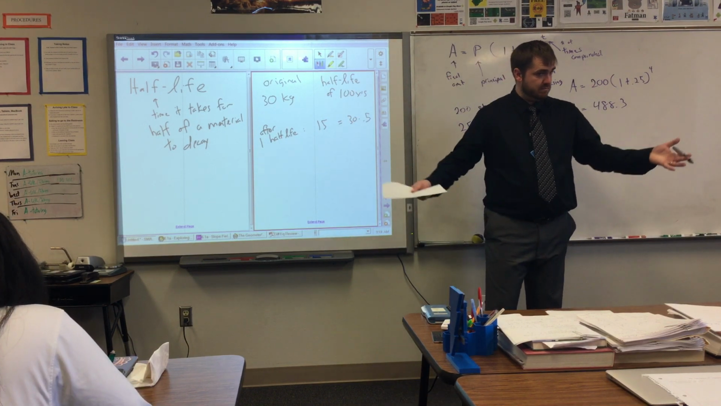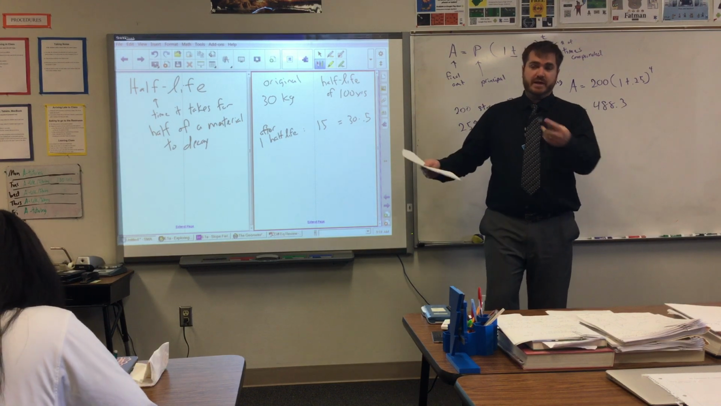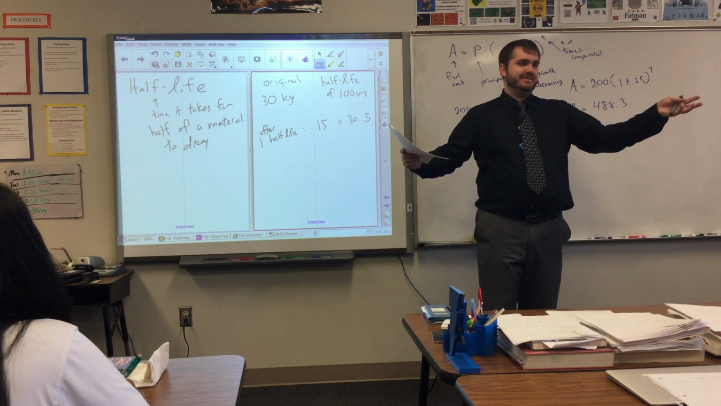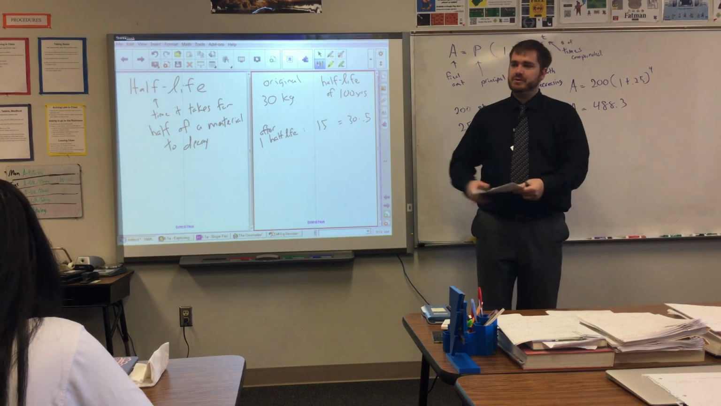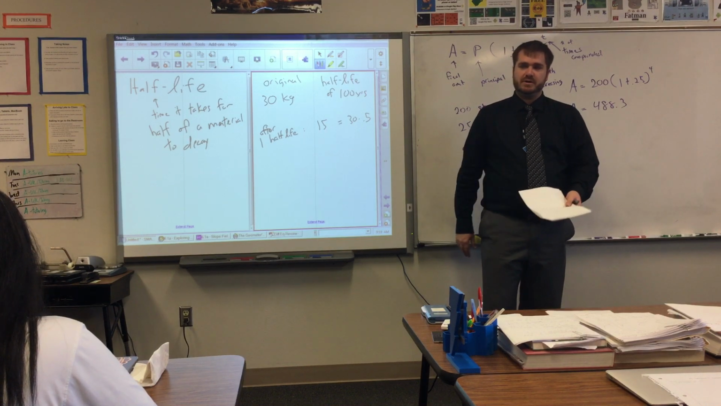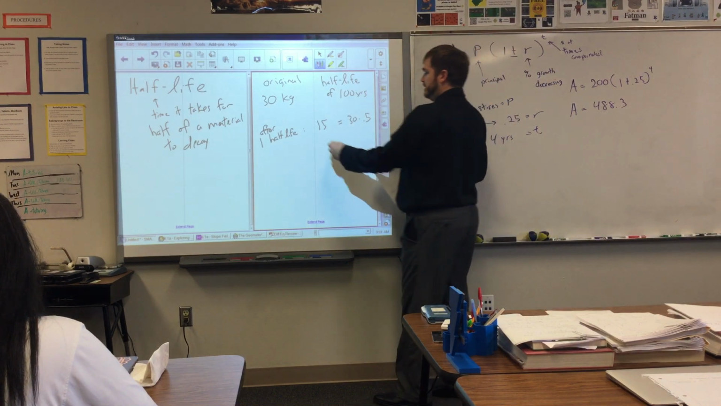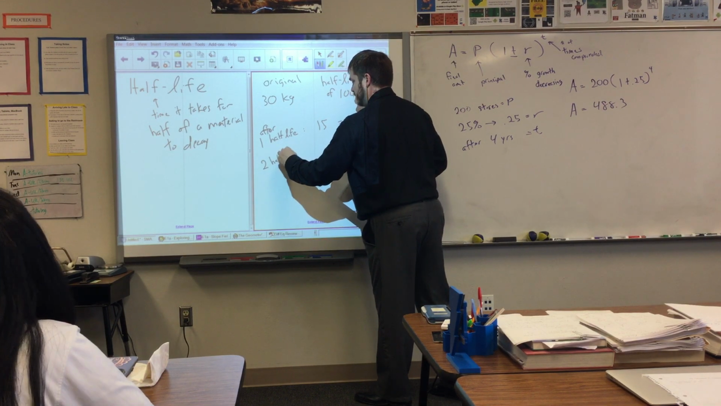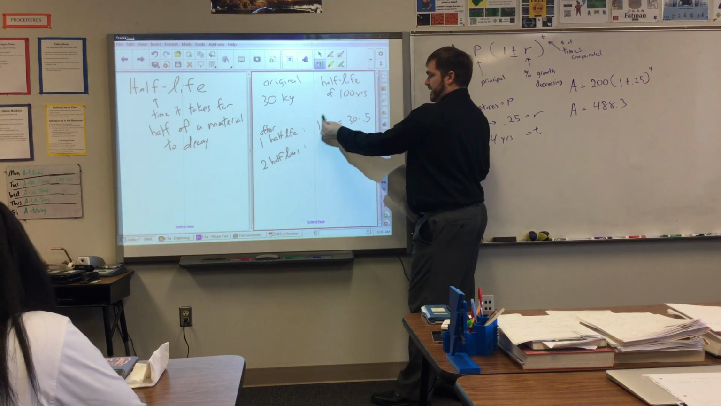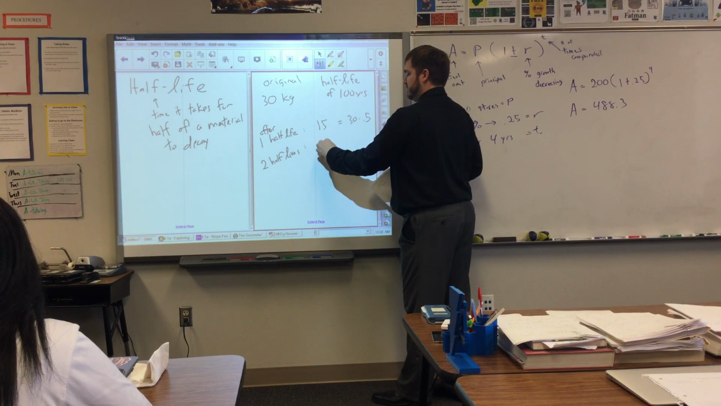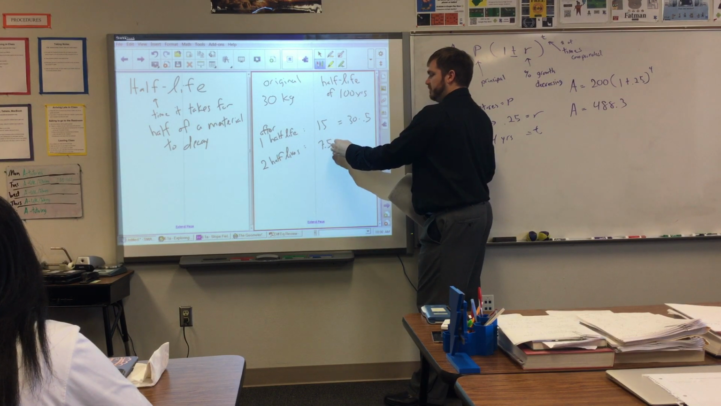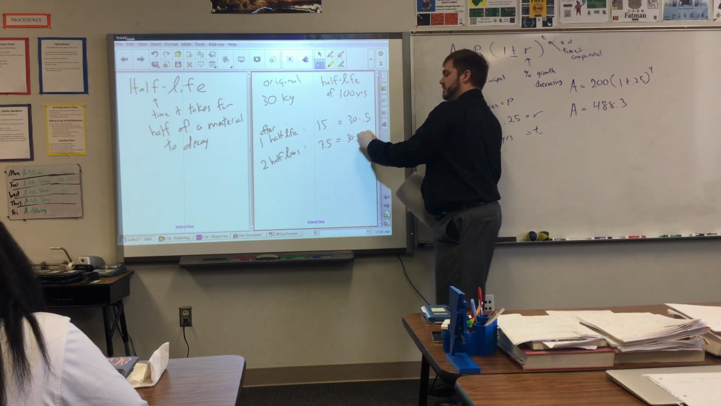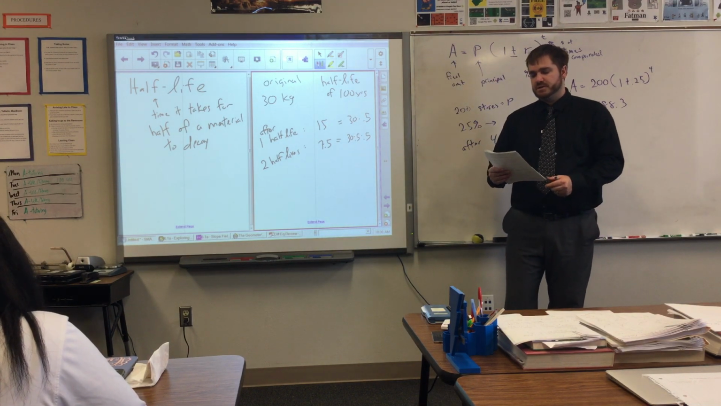How much is left then? After 2 half-lives, guess what? It's all gone. No, it's not all gone. Only half of what's remaining is gone. That kind of sucks, I don't know why. So after 2 half-lives, half of that 15 is there, so 7.5. That's the 30 times the 0.5 times the 0.5. That's how much is around.